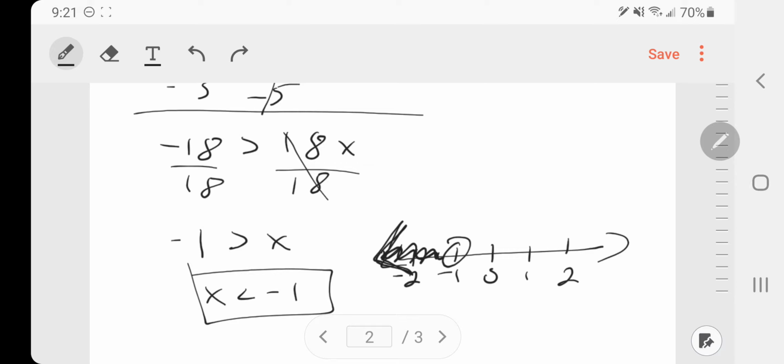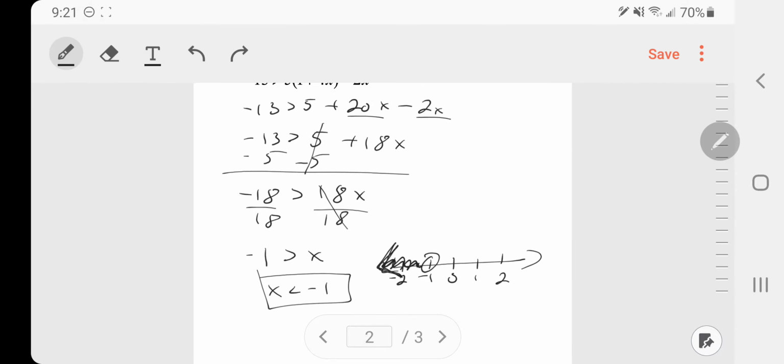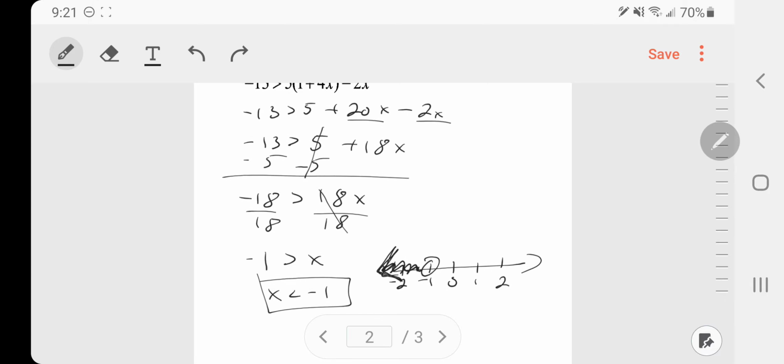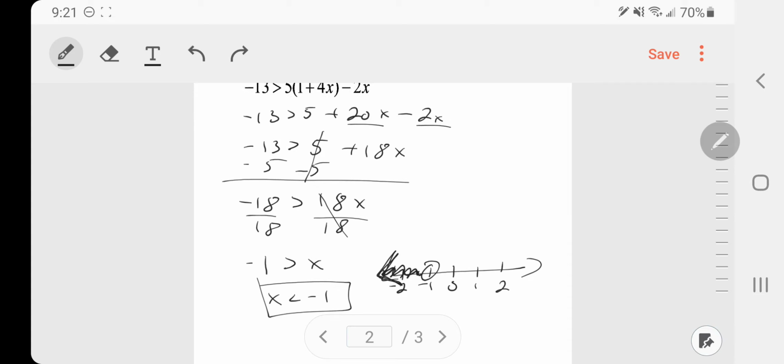Okay, so that's some of the basic rules for solving multi-step inequalities. Again, it didn't show up in these two examples, but if you were to multiply or divide by a negative number on both sides of the inequality sign, you would have to flip the sign. But other than that, it's pretty much the same as solving an equation.